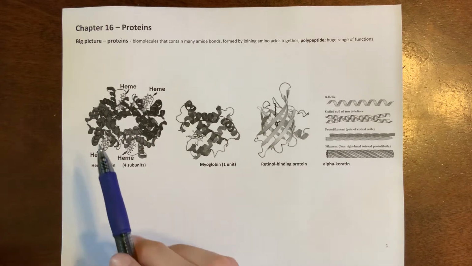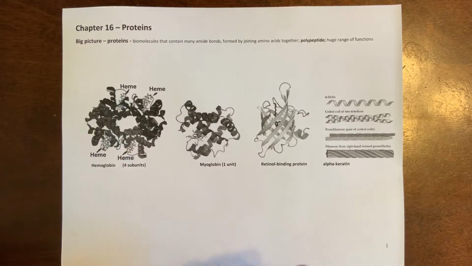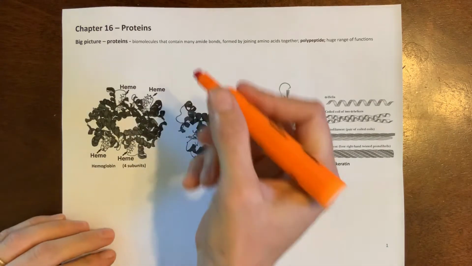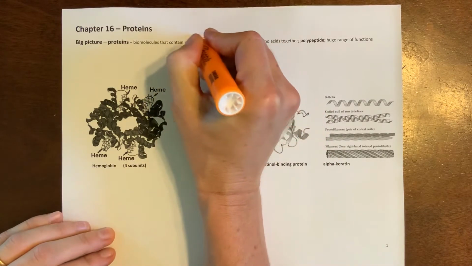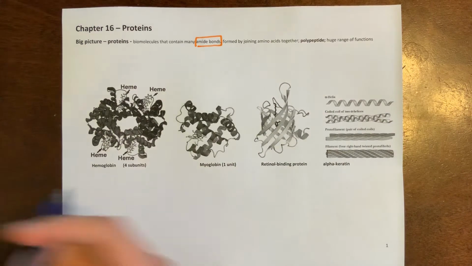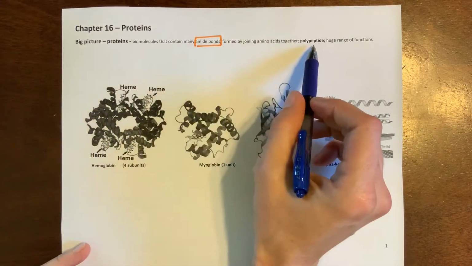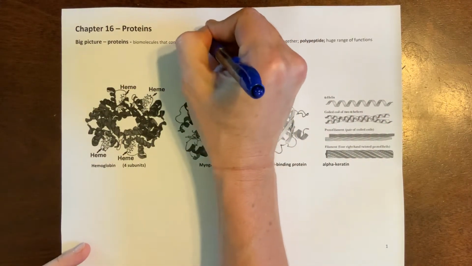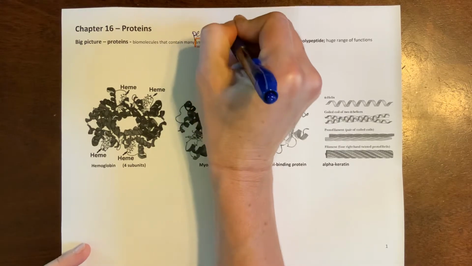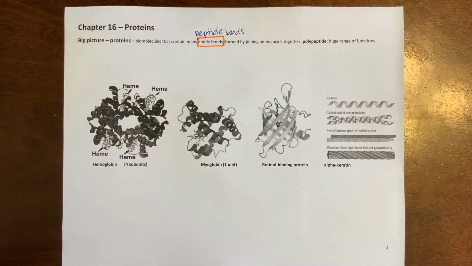Today we're working on chapter 16, new chapter. We're going to be looking at proteins, and in proteins we're going to see something familiar. We're going to see amide bonds, and we will be looking at those throughout the chapter. In this chapter, proteins are also called polypeptides. So a synonym that you will see for amide bonds is peptide bonds.